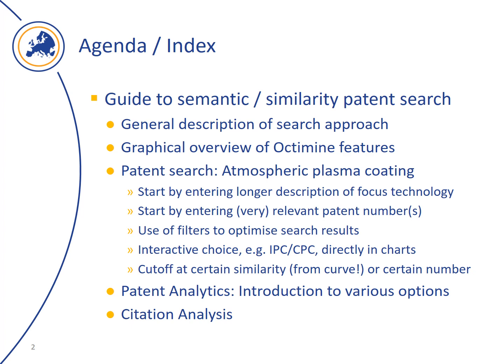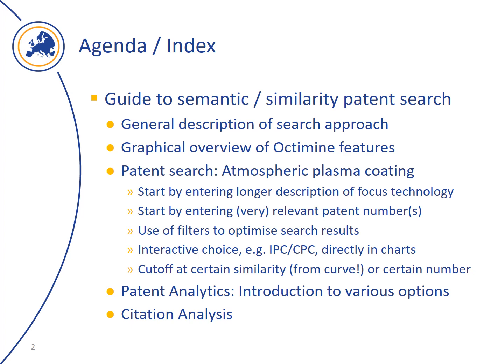Therefore, I take the example of atmospheric plasma coating and show how to apply the software in that case. In detail, there are the following options to do the patent search. First of all, using the semantic capabilities, one can start by entering a longer description of the focus technology, for instance with an available technical description or an abstract of a patent or something like that.